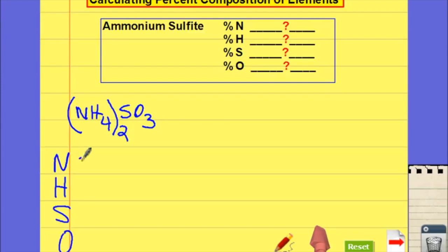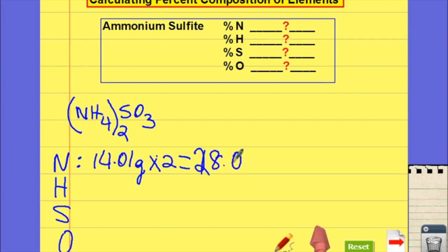So what I will do is write down the mass of nitrogen from the periodic table, which is 14.01. This is the mass of nitrogen from the periodic table. I count how many nitrogen I have in this compound. I have 2 nitrogen, which gives me a mass of 28.02 grams nitrogen. I do the same thing for each element. This is hydrogen. Hydrogen is 1.01 grams.